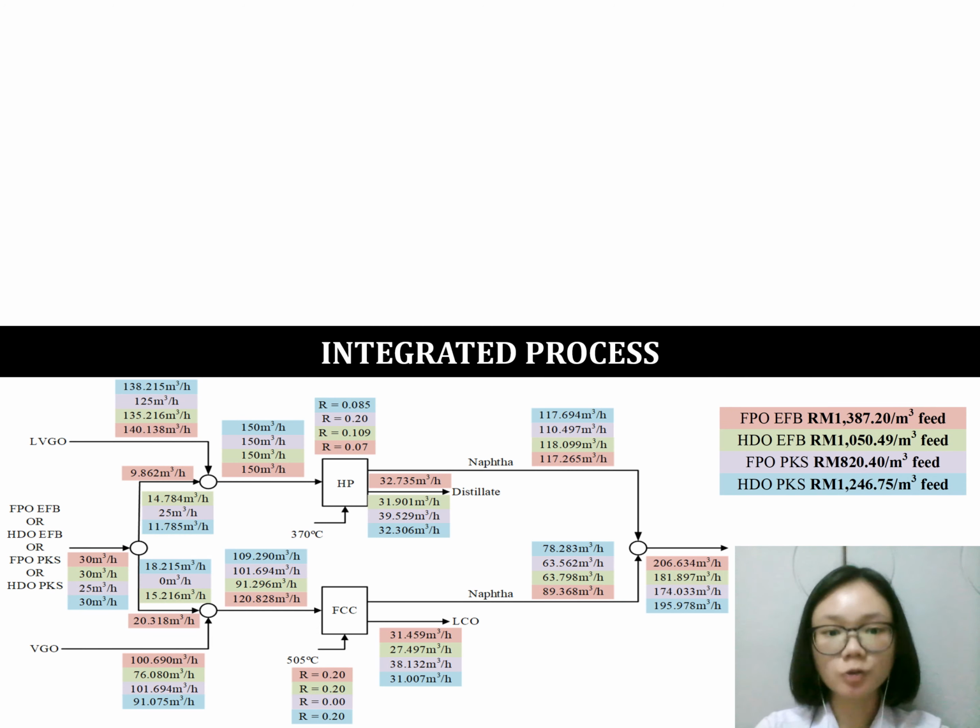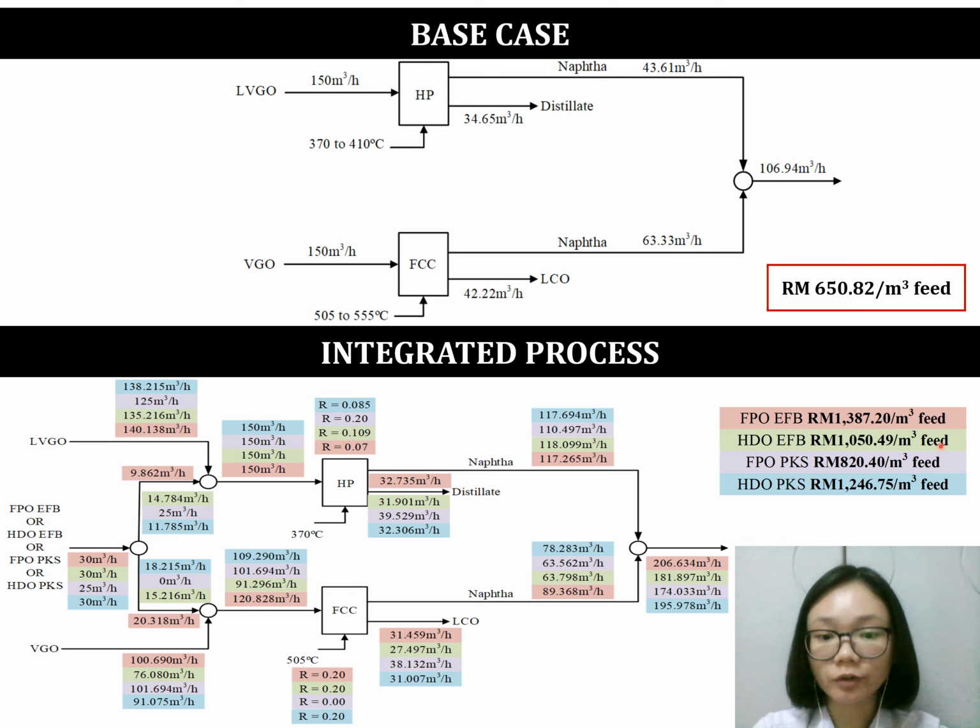Moving on next, I'd like to present to you the GAMS optimization result. So by comparing this integrated process with the base case, we can see that the total profit gained by this integrated process is very much higher compared to the base case, which means this integrated process is much more profitable. So in terms of types of bulk oil, FPO-EFB gives the highest profit among all, and the optimum temperature for HP unit is 370 degrees C and 505 degrees C for FCC unit. The bulk oil ratio for FCC unit is around 28%, and for HP unit it's 10%.